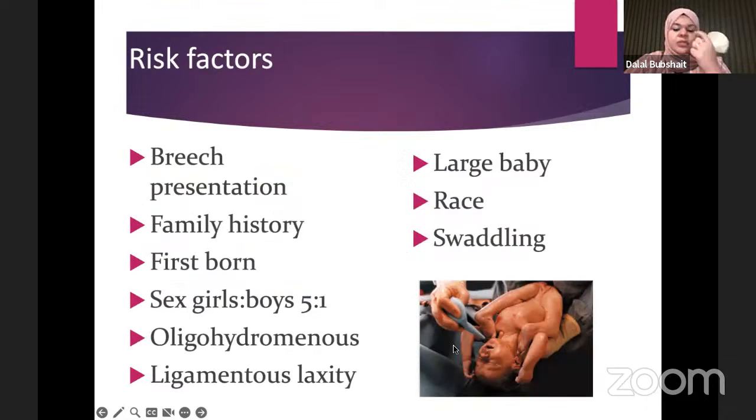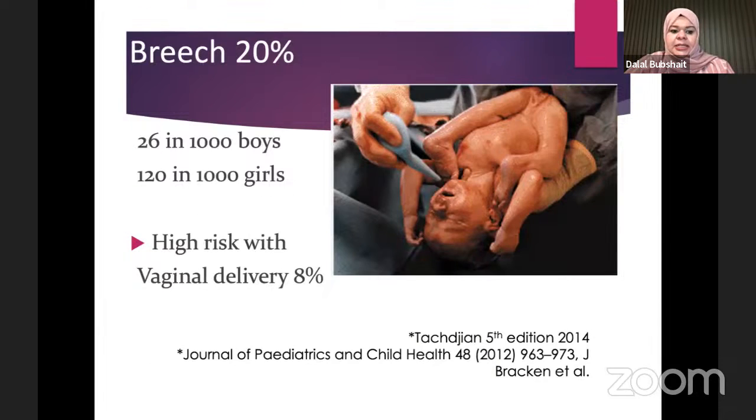So the risk factors, when do we suspect that we have a DDH? When the child is born with breech presentation and family history. These are the two statistically significant risk factors. The rest are the firstborn, especially if the firstborn is a female, because females have 5 times higher risk than males. Anything that causes impaction syndrome, so oligohydramnios, ligamentous laxity, a large baby. And then we have the raised swaddling, and I'll be talking in detail about it in the next slides.